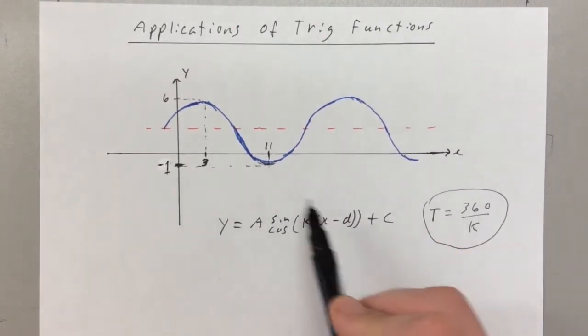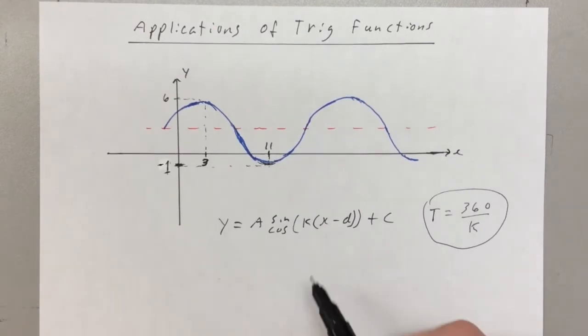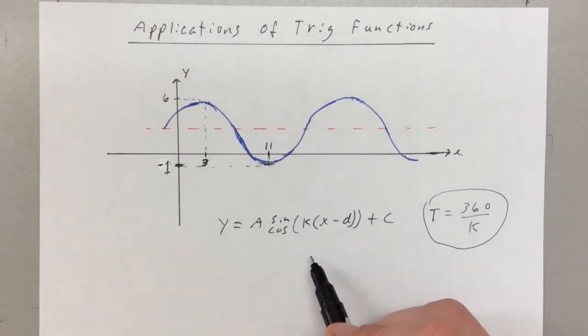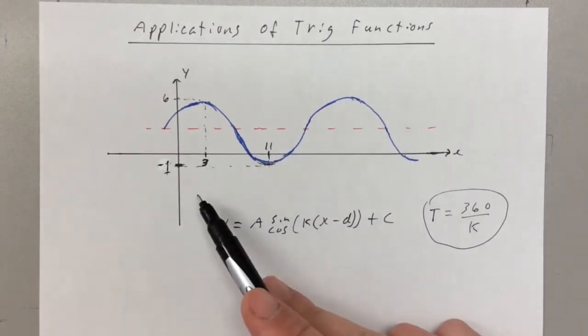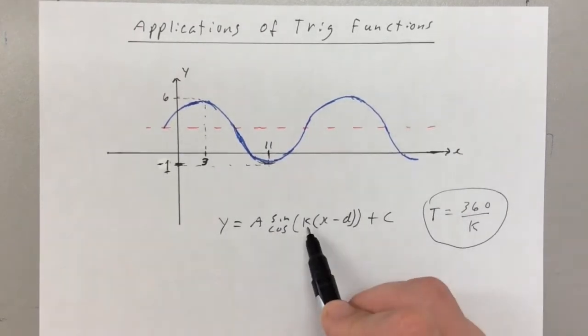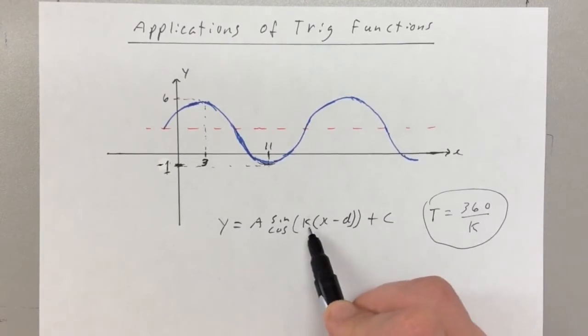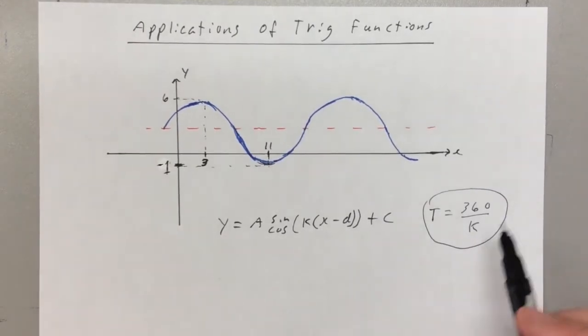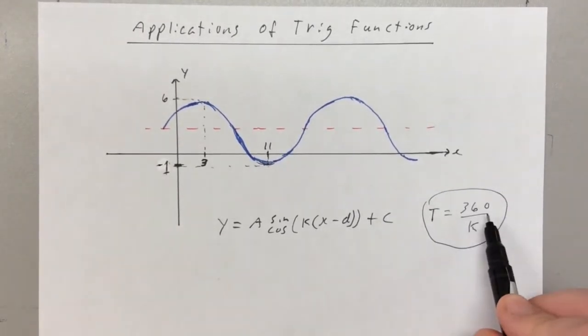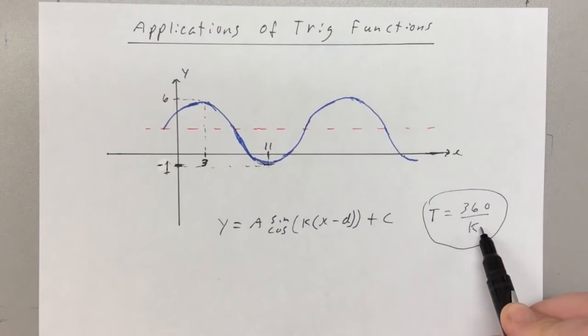Okay, so we've got some horizontal numbers on here to figure that out. And k is going to come from first identifying what the period is. Okay, and the horizontal stretch factor is 1 over k. So if the period of sine or cos is 360, then what this does is it changes the period to 1 over k times 360, or just 360 over k.